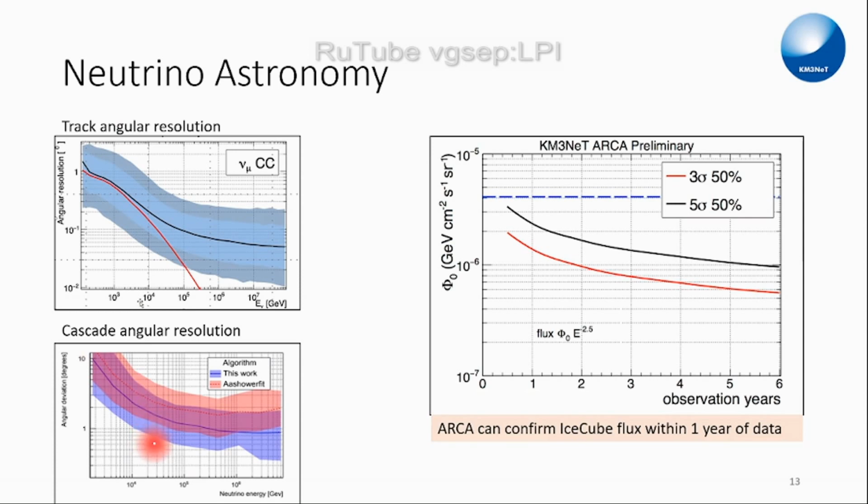And on the bottom, we have the resolution for cascades, which are typically a bit harder to reconstruct in terms of direction, but we achieve sub-degree resolution on that direction. So together, the size and these performances, we should be able to confirm the diffuse neutrino flux as measured by IceCube within 1 year of data in case of a full detector. So this blue line is this flux, and these are the sensitivities as a function of observation years, right?